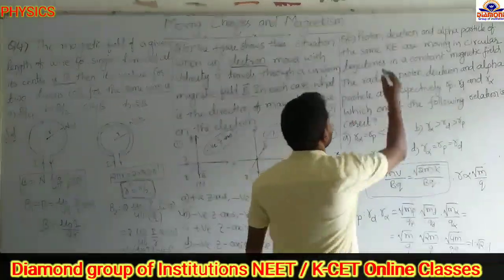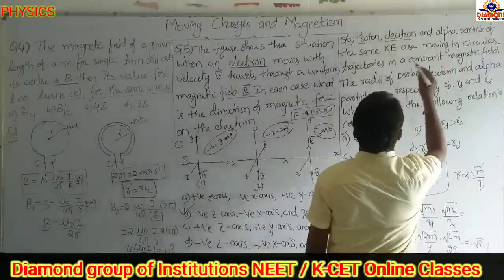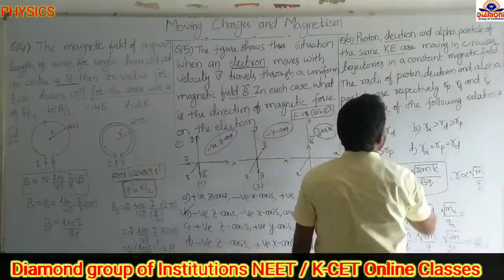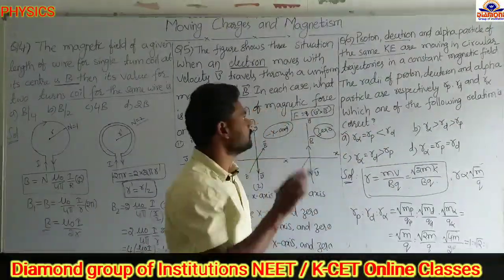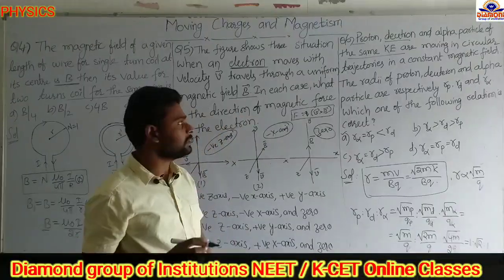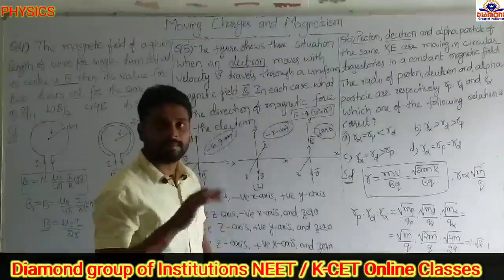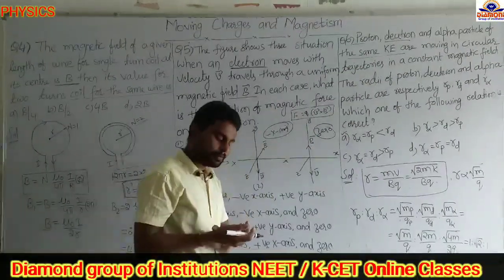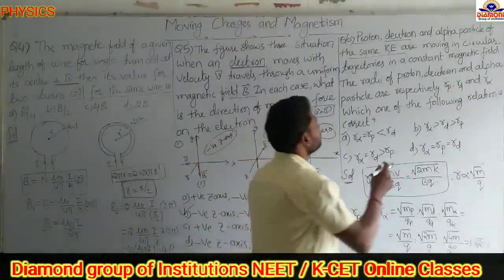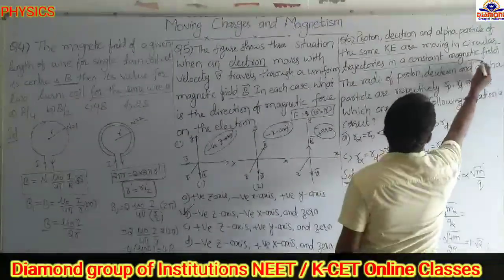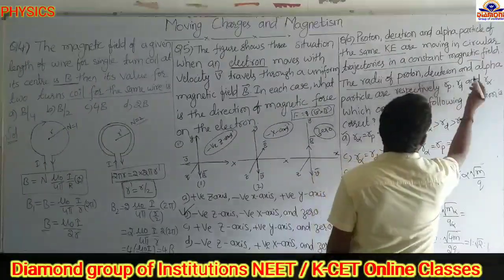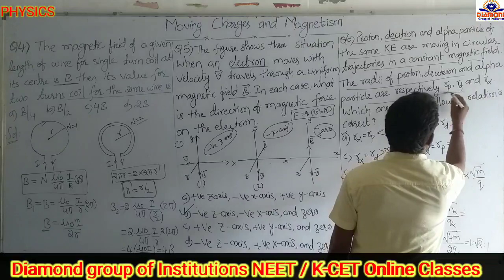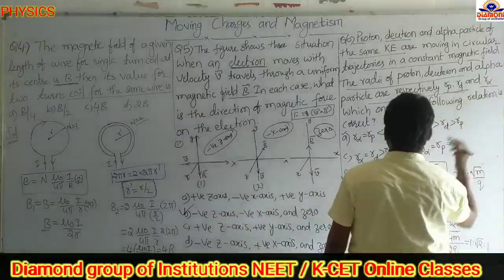Okay, next question. Proton, deuteron and alpha particle have the same kinetic energy and are moving in a circular trajectory. If these are moving in a circular trajectory, it means the particles are projected perpendicular to the magnetic field. Circular trajectory means perpendicular to the magnetic field. Okay, so moving in a circular trajectory in a constant magnetic field, the radii of proton, deuteron and alpha particles are respectively r suffix p, r suffix d, r suffix alpha, they gave.